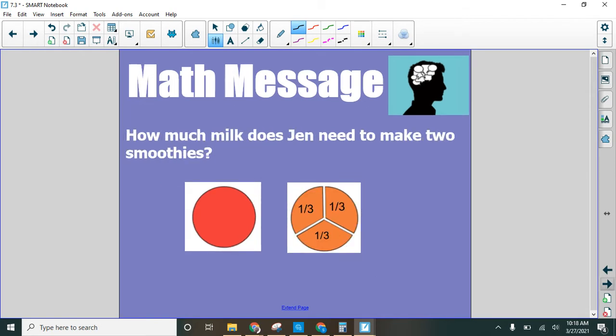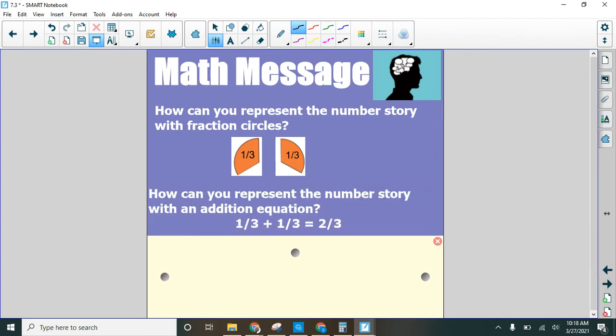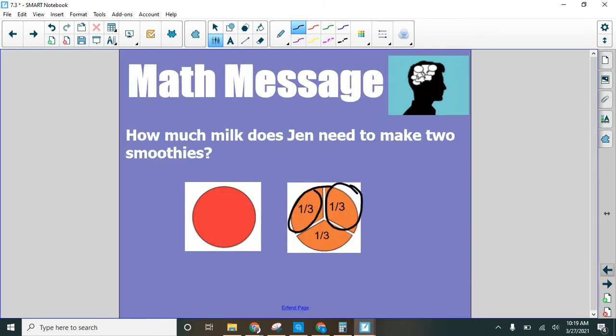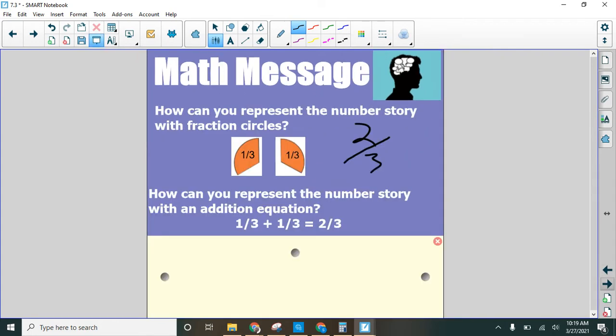So how much milk does Jen need to make 2 smoothies? Well, this was 1 and this was 2. So we would say that she needs 2/3 of a cup. Let me double check, make sure it's cups. Yep, she needs 2/3 of a cup in order to make a second smoothie, right?